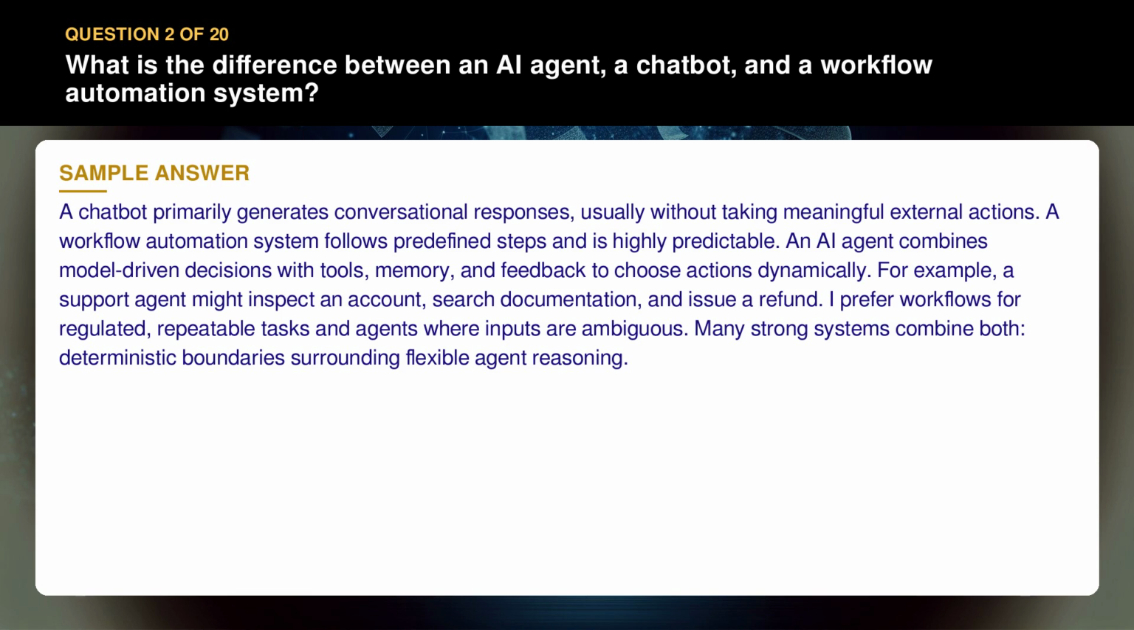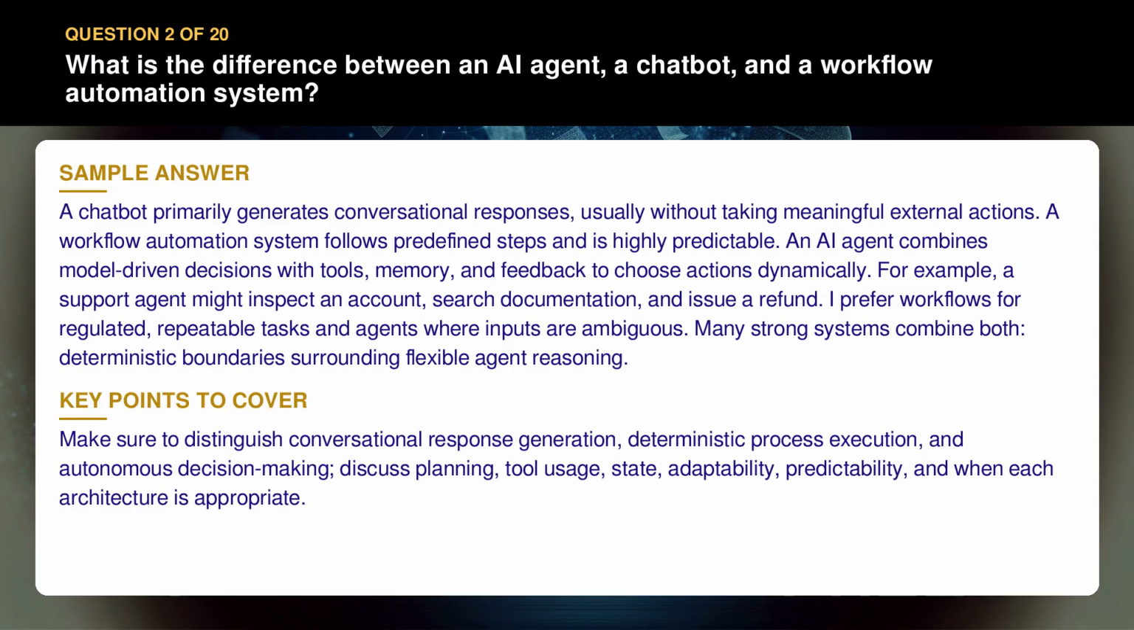For example, a support agent might inspect an account, search documentation, and issue a refund. I prefer workflows for regulated, repeatable tasks and agents where inputs are ambiguous. Many strong systems combine both: deterministic boundaries surrounding flexible agent reasoning. Make sure to distinguish conversational response generation, deterministic process execution, and autonomous decision-making. Discuss planning, tool usage, state, adaptability, predictability, and when each architecture is appropriate.